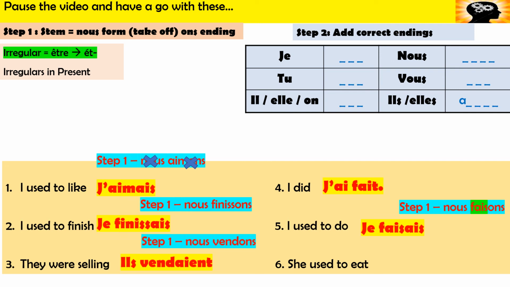And then she used to eat. Remember, manger. Je mange, tu manges, il, on mange. Nous mangions. You've got that extra little e. You need to keep it together. Elle mangeait, like that. Crazy.